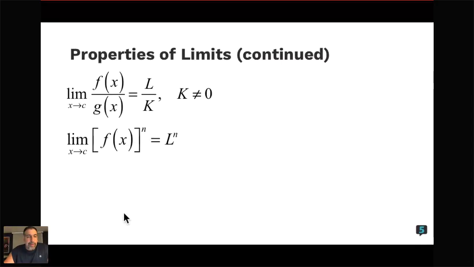And then the last one I want to talk about is if you're taking the limit of a function that's being raised to a power, you can kind of ignore the power to start with, find the limit.